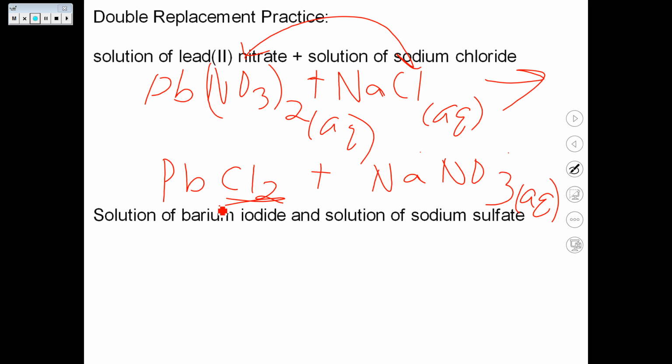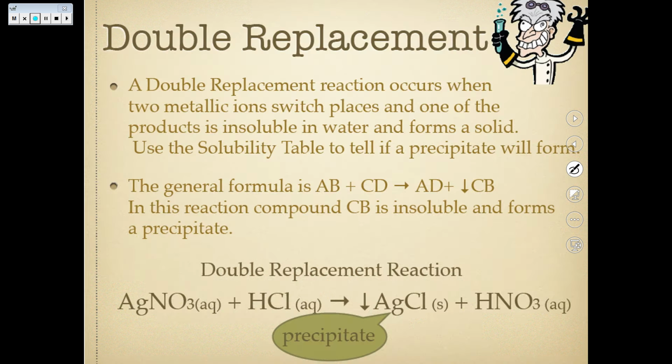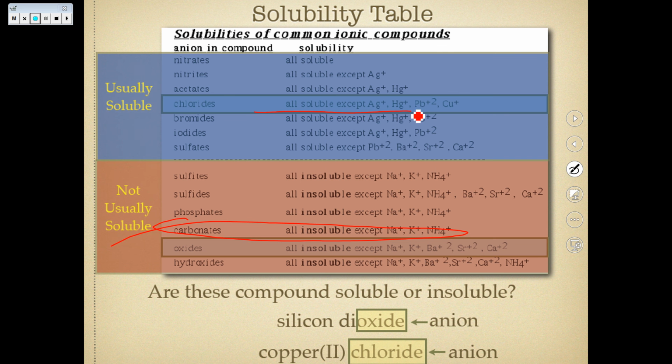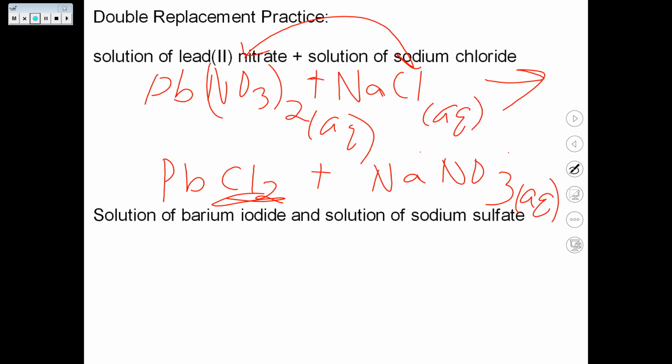For PbCl2, we're going to go back and look up the chlorides. The chlorides are all soluble except Ag, Hg, Pb, and Cu. Because we have PbCl2, this one will be our solid. And to balance it, we need a 2 here and a 2 here. All right, last one, barium iodide.